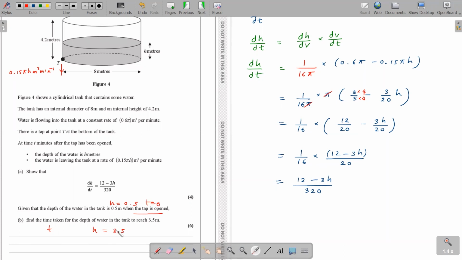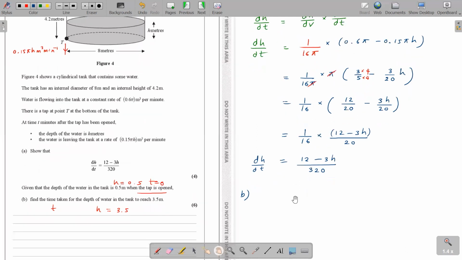So what's the first thing we should do here? We have to first solve this differential equation. Solve the differential equation means what? Get h in terms of t. You have to get the original equation of how h changes with respect to t. So we have dh by dt. Can you all get this back to the original state where you have h subject? How do we do that?